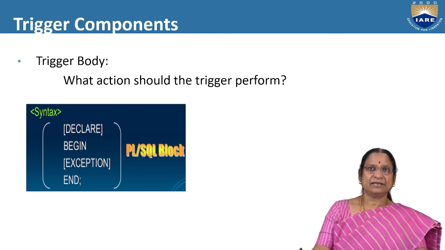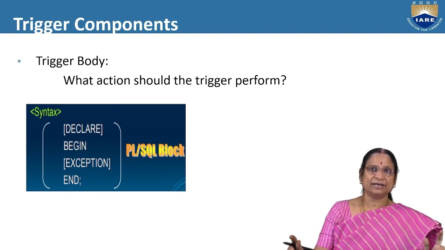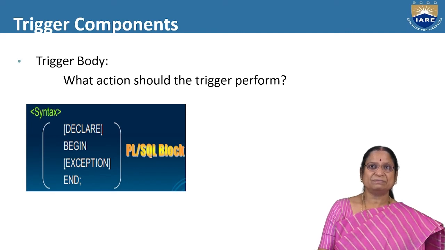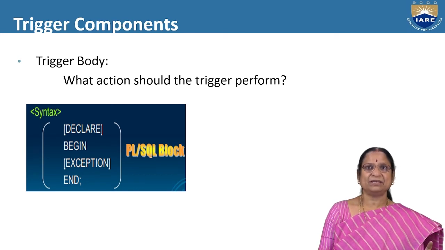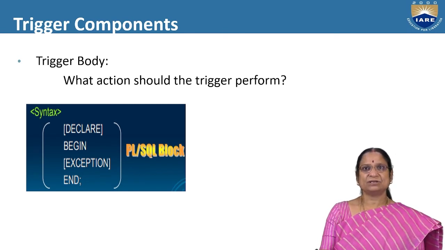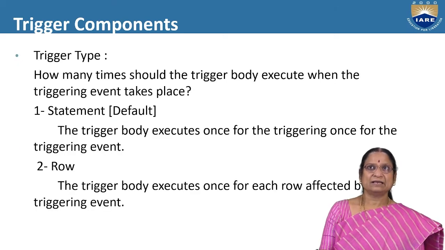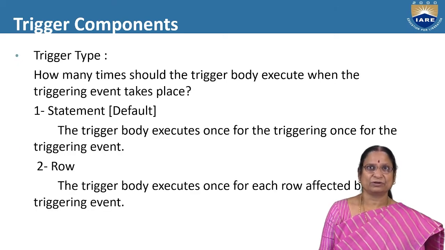The third component is the trigger body. Trigger body is just like our PL/SQL block, which we discussed in some previous sessions: procedures, PL/SQL blocks, functions, etc. So this trigger body specifies what action is supposed to be taken when the trigger gets fired. What action the trigger should perform will be specified in the body of the trigger. The syntax of the body of the trigger is the same as our PL/SQL block: declare, begin, exception handling, end will be there. As all of us are aware, that is what a PL/SQL block is.